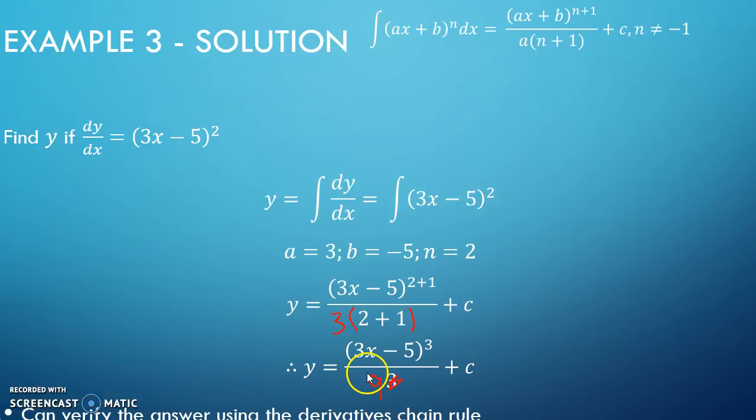And we can verify this using the chain rule of derivatives. So let u equal 3x minus 5. So if we find the derivative of this, u equals 3x minus 5. So y equals u cubed over 9. And you should be able to solve that and verify that you come out with that original answer.